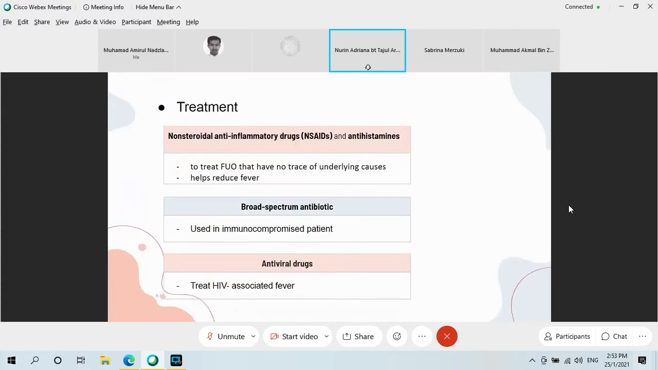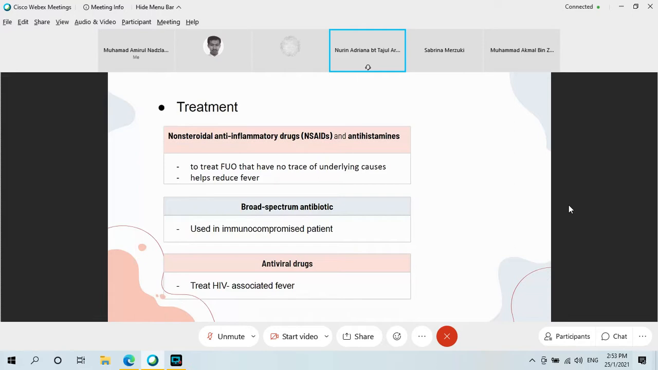Okay, for treatment, the treatment varies depending on the cause. So first is non-steroidal anti-inflammatory drugs, which is NSAID, and antipyretics like acetaminophen and ibuprofen, to treat fever of unknown origin that has no trace of underlying causes.